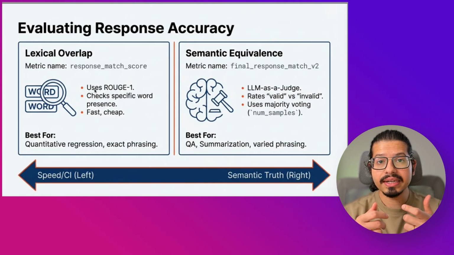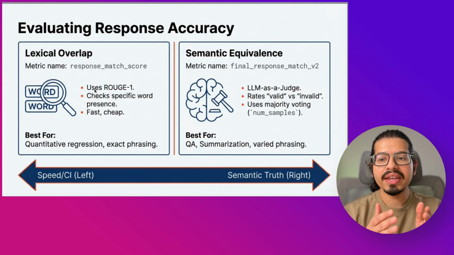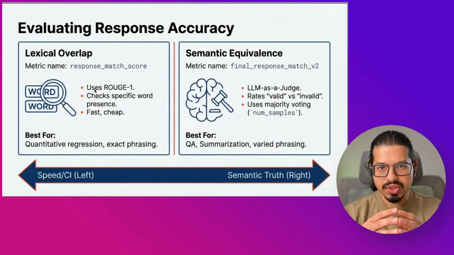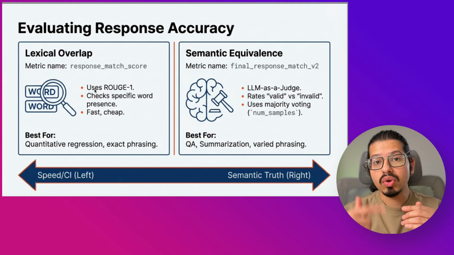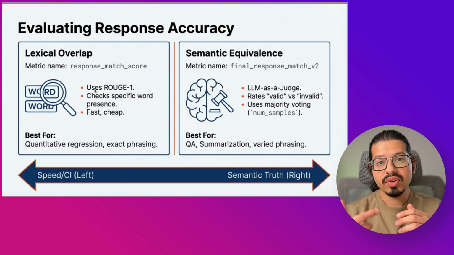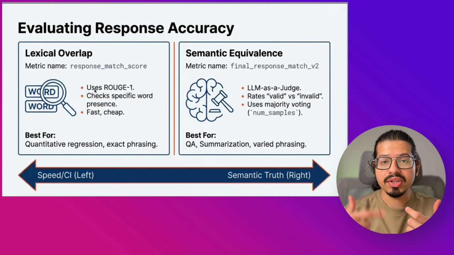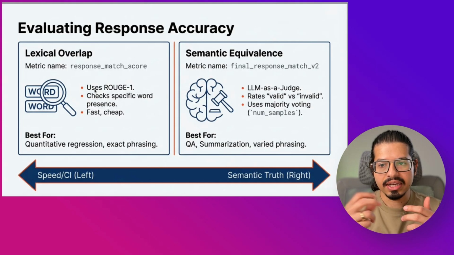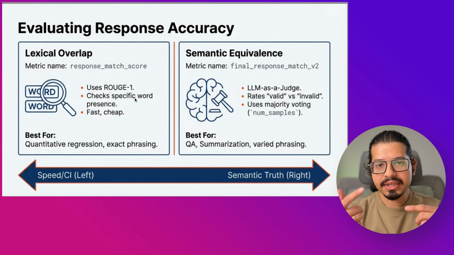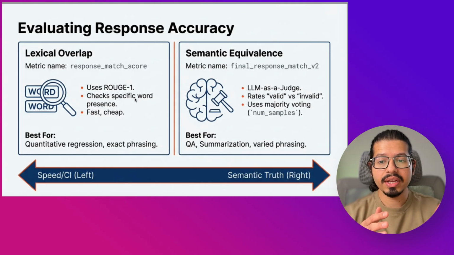On the other hand, we have semantic equality, and the metric is called final response match v2. Here, an LLM model is used as a judge. Now it works at each invocation level. So the response from the agent for each invocation is compared with the expected response. And there are multiple samples generated of the agent's response, and then these are qualified as being valid or invalid. And it does this multiple times for robustness. You can set that with the help of the number of samples parameter. This metric is best for Q&A and summarization.